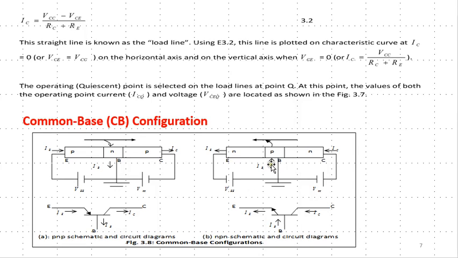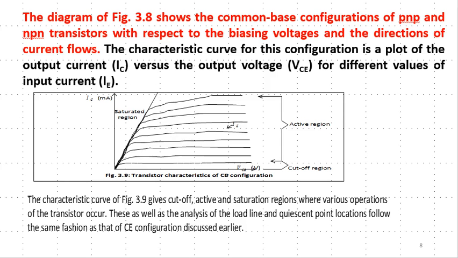And if you look at the NPN, the only thing that changed are the polarities of the battery. This one reversed and also this one reversed. And in each case, the base terminal is connected to both the input and the output voltages. Therefore, we say our transistor is in common base configuration.